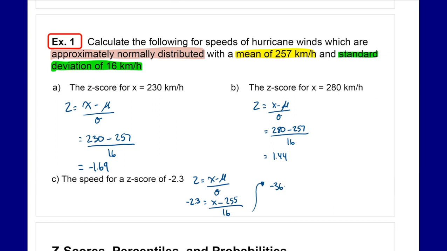is negative 36.8 equals x minus, it should be, 257. And now we're going to add the 257 to both sides. So negative 36.8 plus 257 gives us 220.2, which is our wind speed. So that means a wind speed of 220.2 kilometers per hour is 2.3 standard deviations below the mean.